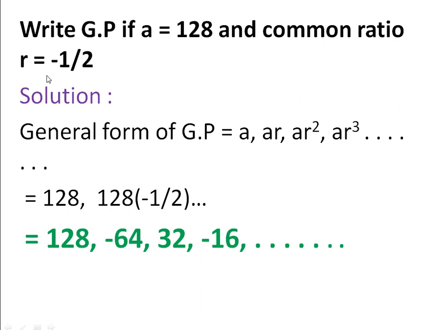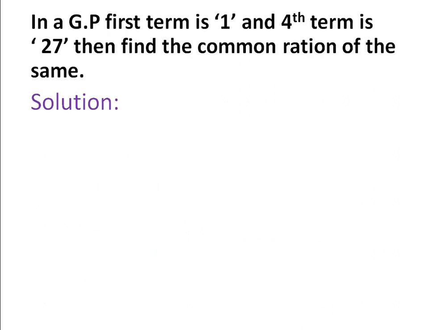So when you multiply this minus 1 by 2 with 128, you will get an answer. This answer again you multiply with minus 1 by 2 and so on. You will get a series of GP. This is a progression, geometric progression. Right. See the next problem.